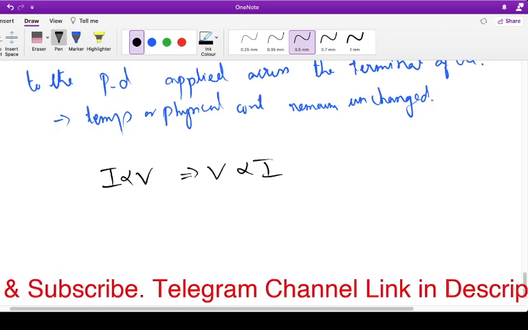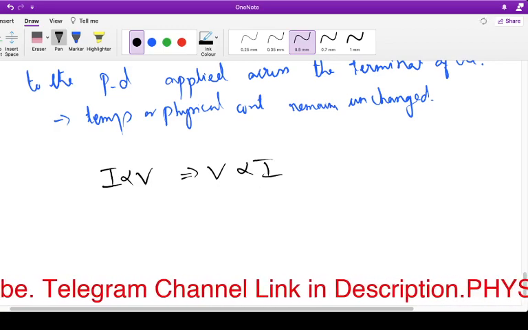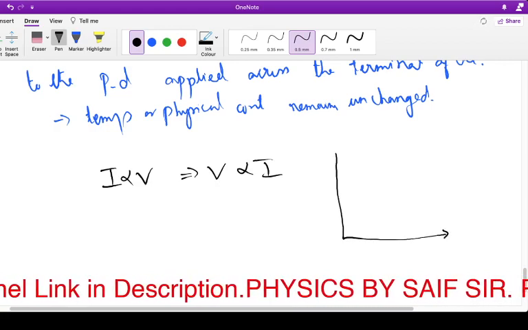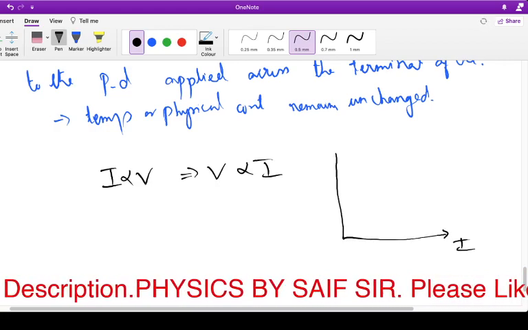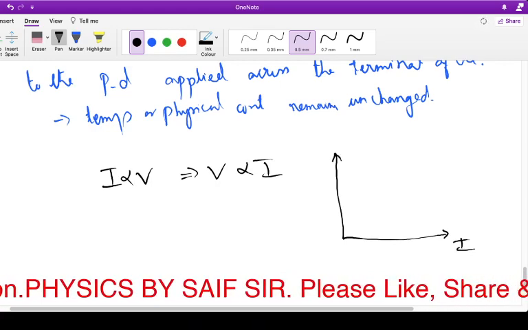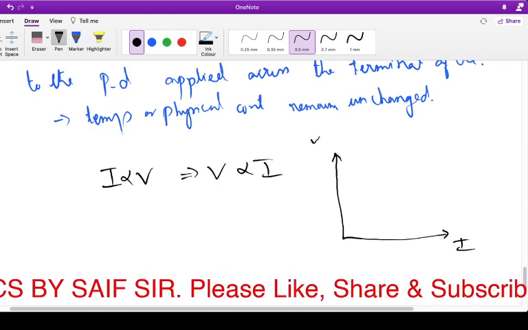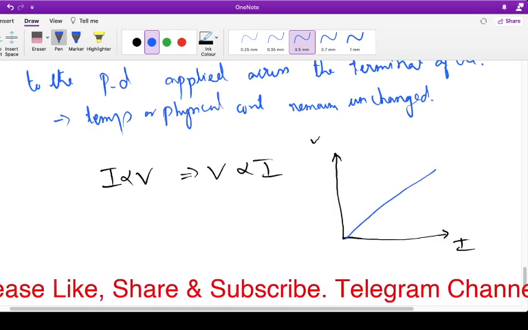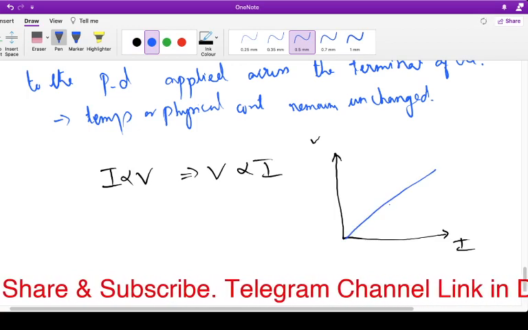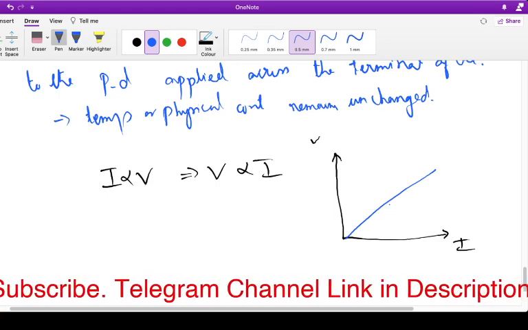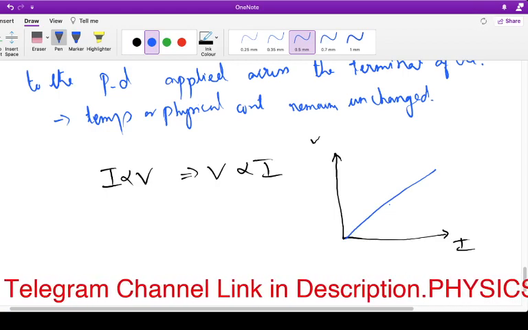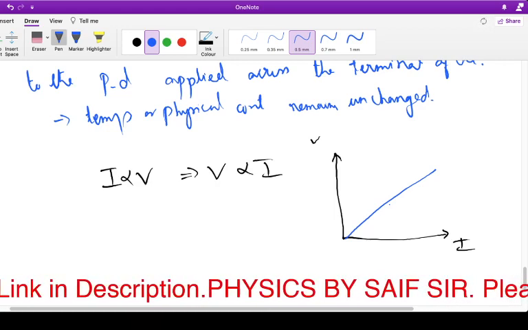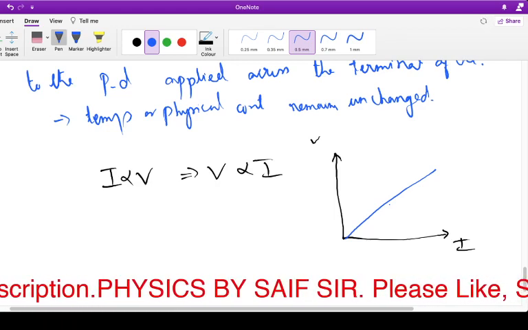Now we will use a graph diagram here. The x-axis is current, and the y-axis is voltage. Now we will draw a straight line, as it is directly proportional. This straight line shows the proportionality, and the constant of proportionality is called resistance. This is a straight line.